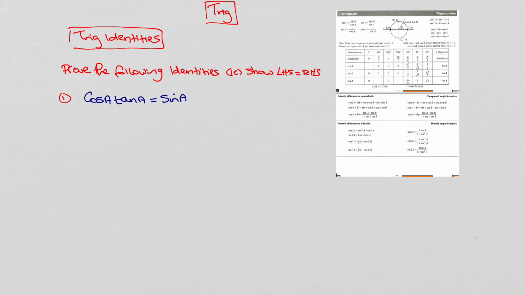So to do that, we're going to take the left-hand side, which is cos A multiplied by tan A, and I want to manipulate this left-hand side so that I end up with sine A. Now, if I look at the top of page 13, we can see that tan can also be written as sine A over cos A. So that means I can say cos A multiplied by, and instead of tan A, we say sine A over cos A, because tan is equal to sine over cos.